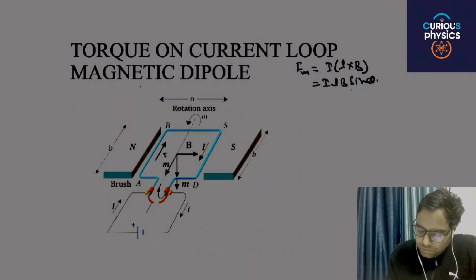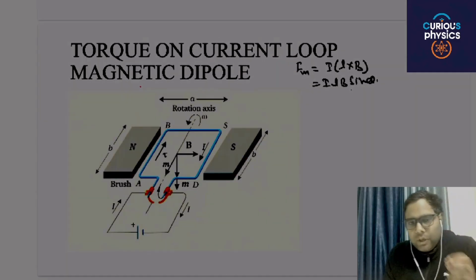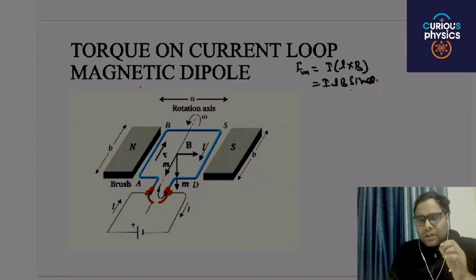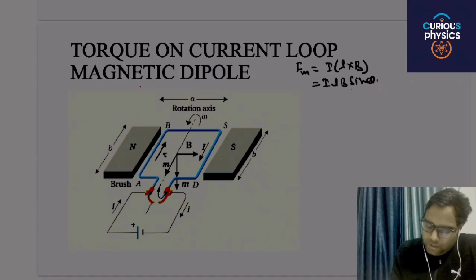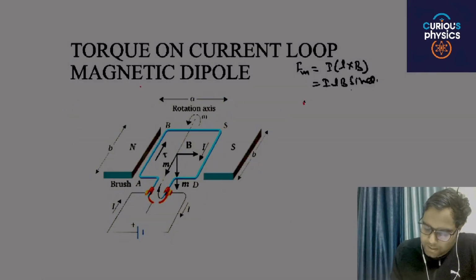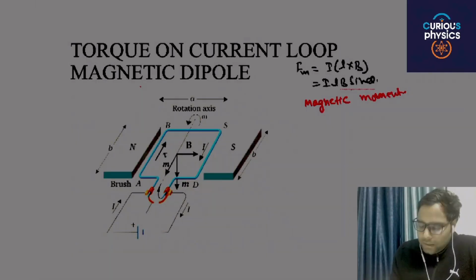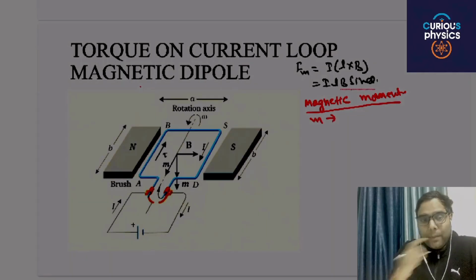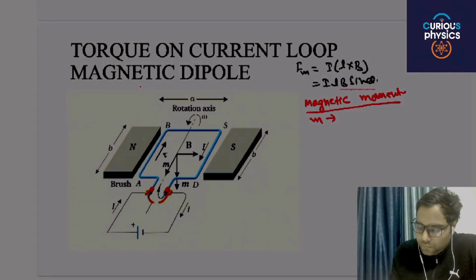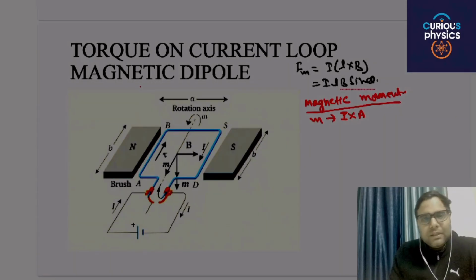Before starting this concept, I am going to introduce one more physical quantity in the field of magnetism, and that quantity is magnetic moment. Magnetic moment is denoted by small m. It is the product of the current through the loop and the area of the loop. This is simply the magnetic moment.